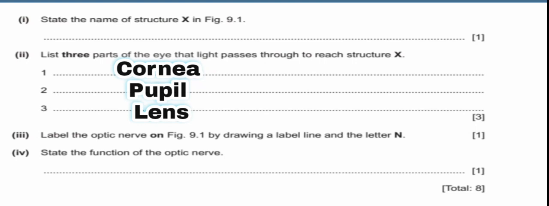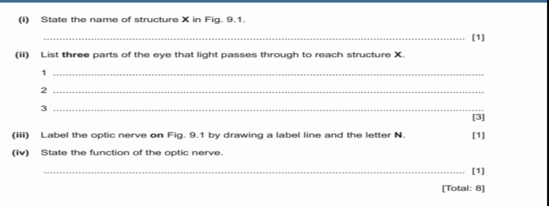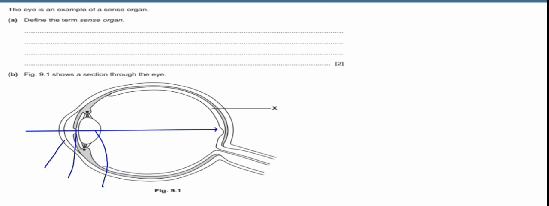Right, so we have Roman numeral 3 saying label the optical nerve on figure 9.1 by drawing a label line and letter N, 1 mark. So let's try to label the optical nerve. The optical nerve is just this part here. It can be this one here, or this one here. In simpler ways, we are just going to say the optical nerve is everything here, where we are going to put N. So that is how we label the optical nerve.